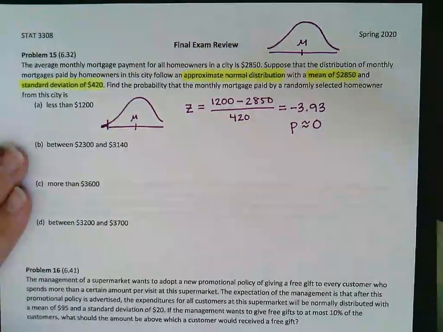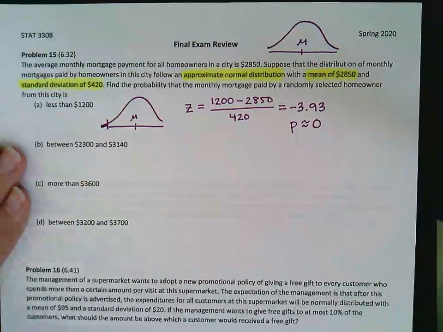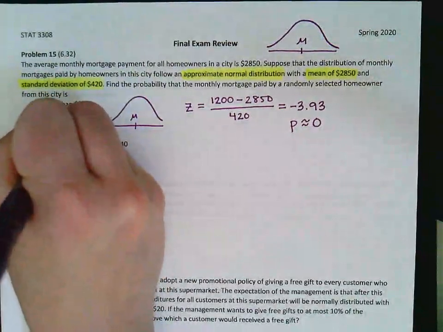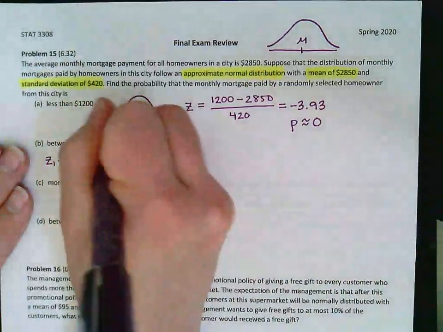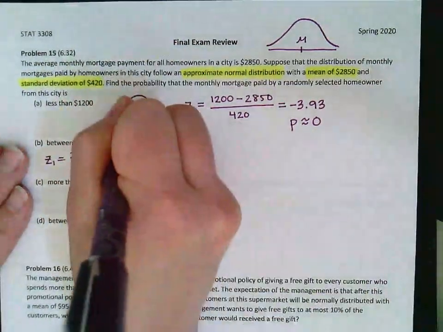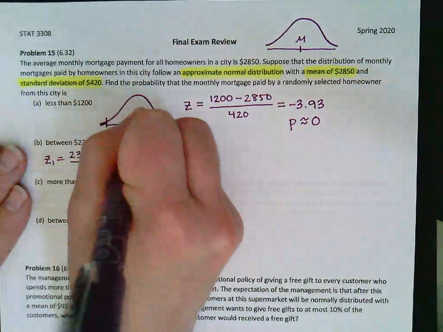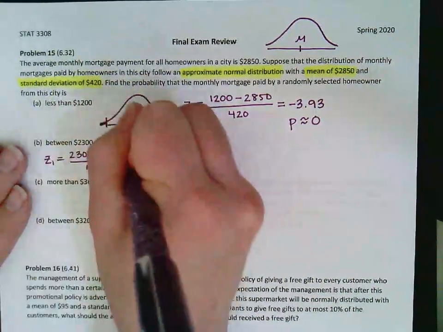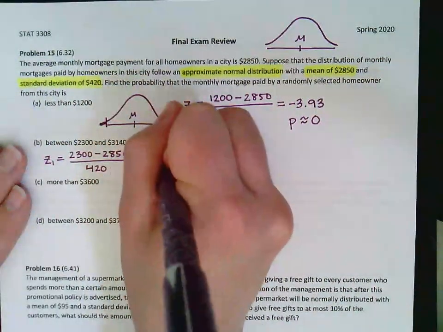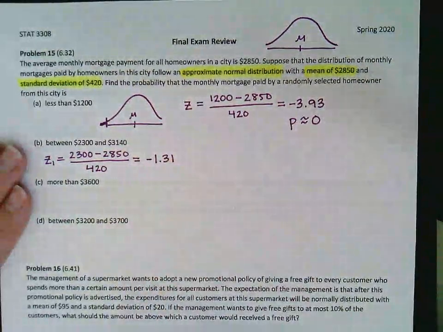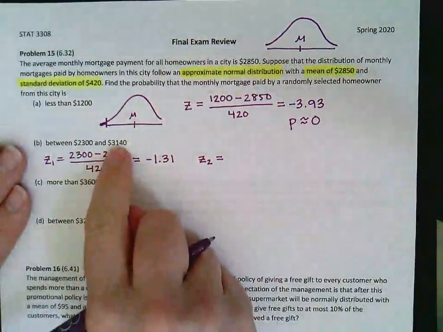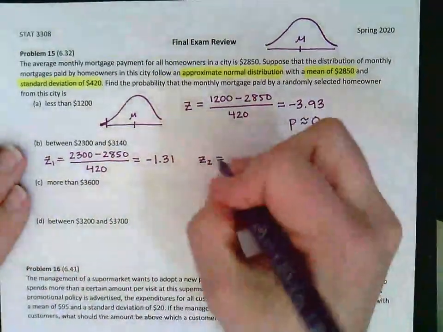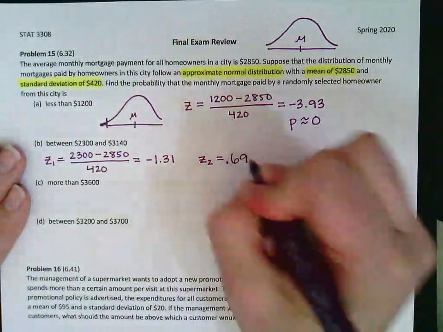Part B says between 2,300 and 3,140. So I need to find 2 z-scores here. So z1 would be 2,300 minus the mean all over the standard deviation. And you end up getting negative 1.31. When you do the similar calculation for z2, so 3,140 minus the mean over the standard deviation, you get 0.69.